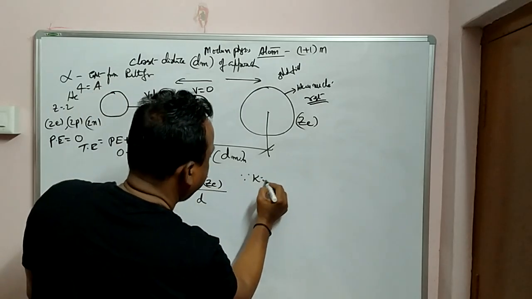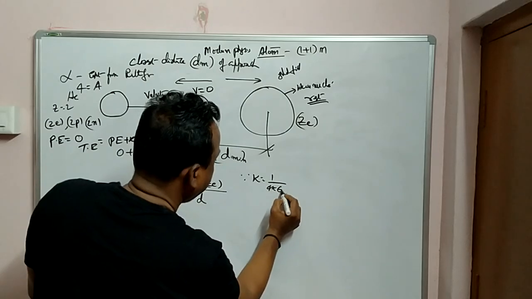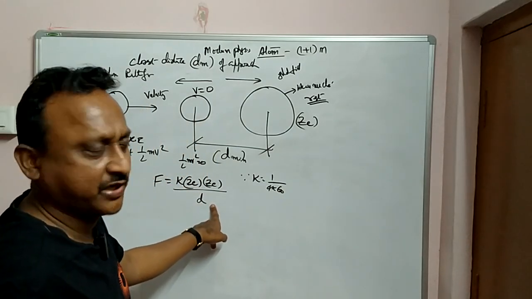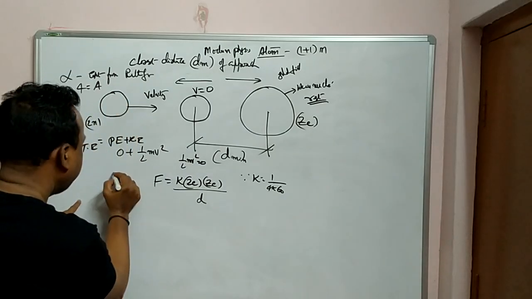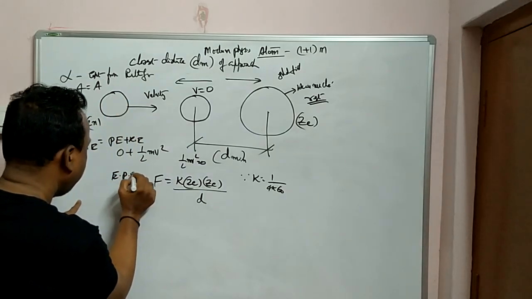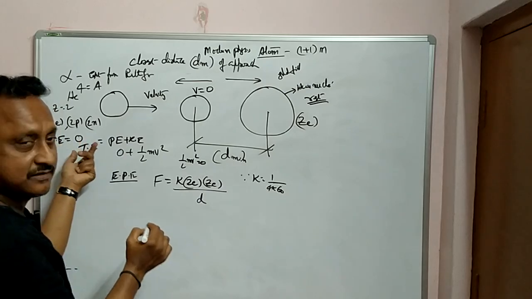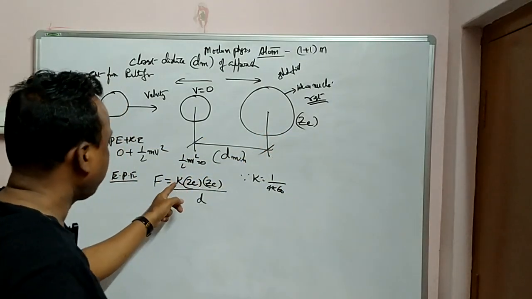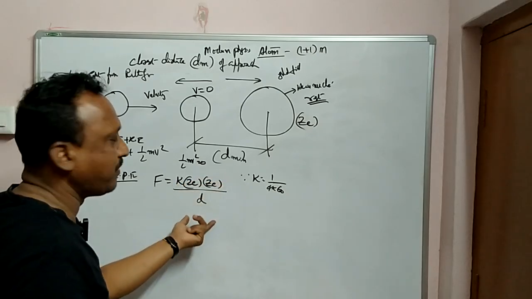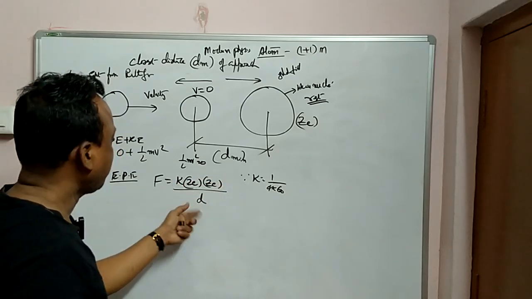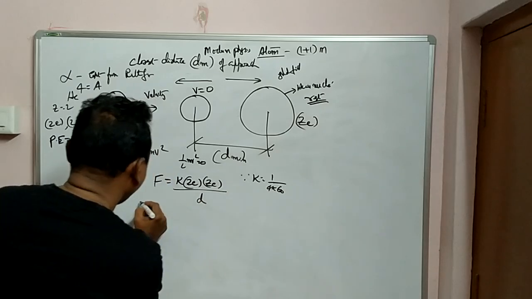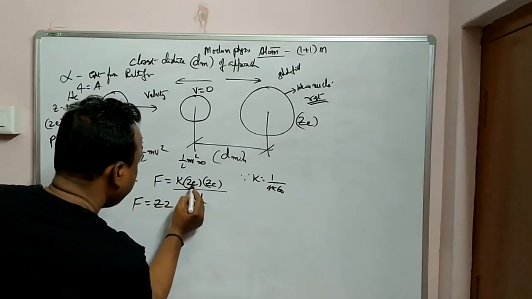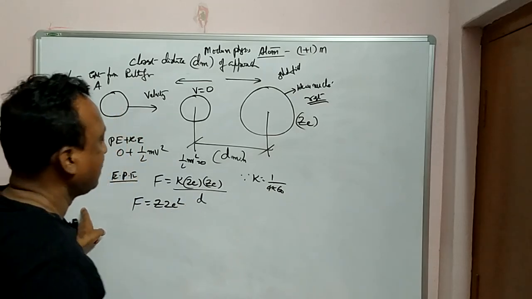We know what is K? 1 by 4 pi epsilon naught. So this is the force. This is the potential energy also. Electrostatic potential energy. This is also called electrostatic potential energy. 2E is the charge of the alpha particle, and Ze is the charge of the heavy nucleus. So K is a constant, K Q1 Q2 by D from the electrostatics chapter. So 2E into Ze, that is nothing but the force here. Force is equal to K into 2Ze square by D.